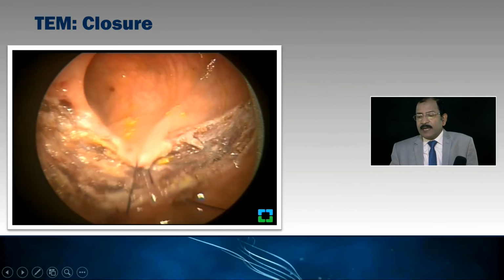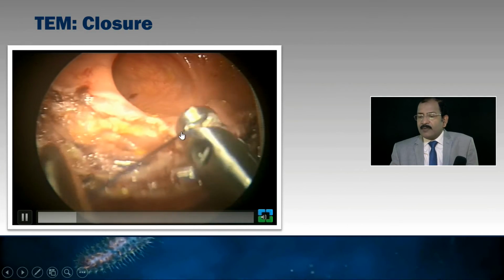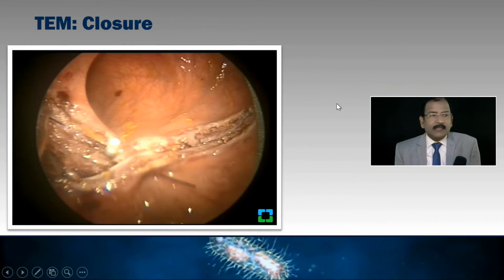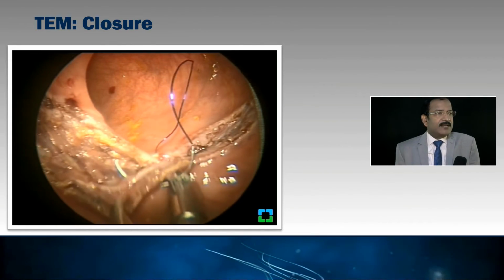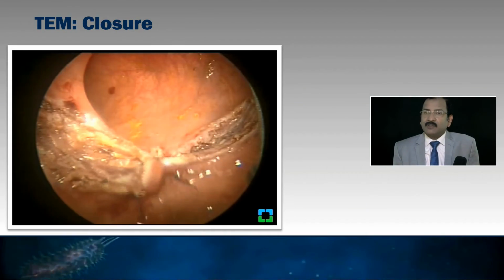So here the bite is taken, and there is a titanium lock which you can apply, and it will act as a knot, and it will not allow the suture to go back, and then again keep on taking a continuous bite. This trick you can do in laparoscopy also.